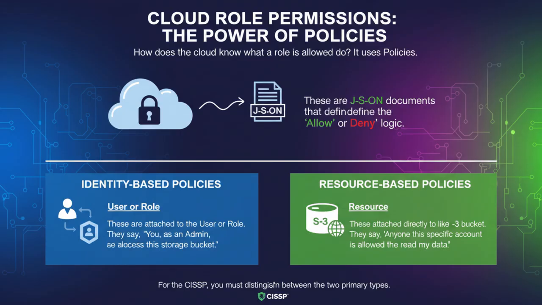How does the cloud know what a role is allowed to do? It uses policies. These are JSON documents that define the allow or deny logic. For the CISSP, you must distinguish between the two primary types. Identity-based policies. These are attached to the user or role. They say, you, as an admin, are allowed to access this storage bucket. Resource-based policies. These are attached directly to the resource, like an S3 bucket. They say, anyone from this specific account is allowed to read my data.